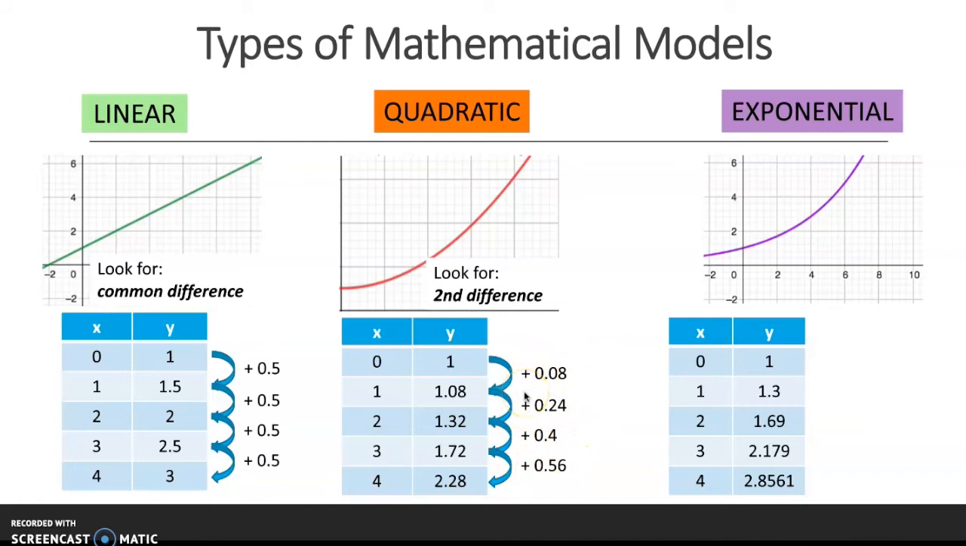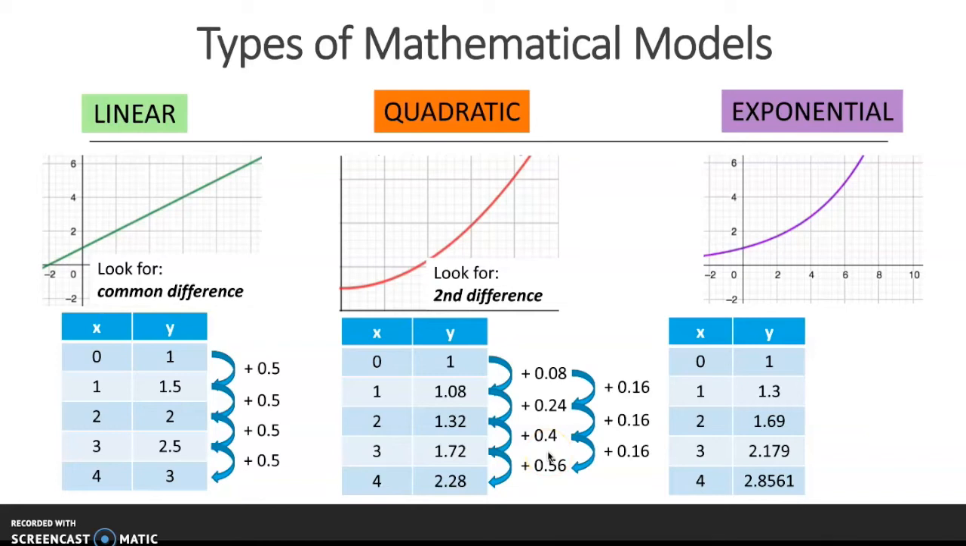What's interesting is when we find the difference between the differences. For example, the difference between these two numbers, 0.08 and 0.24, is 0.16. Now if you find the difference between the next two numbers, that's also 0.16. And you find the difference between these two numbers, and it's also 0.16.